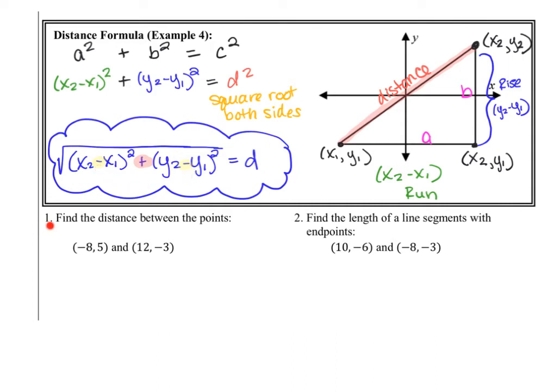So let's look at number one. We're going to find the distance between the points (-8, 5) and (12, -3). It's a little bit harder to use the Pythagorean theorem to find the distance, because normally we're just given a triangle and I get a value for A and a value for B and I just plug those numbers in. But I don't have those numbers.